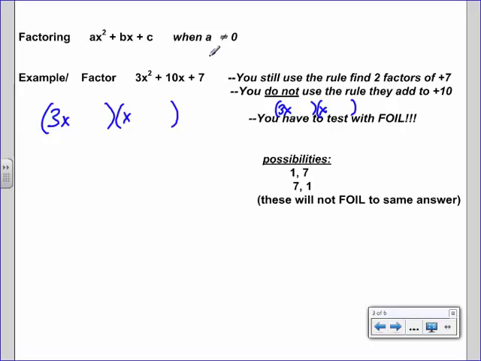Now, we need factors of 7. Obviously, they both have to be positive, as this is positive and the middle term is positive. So the possibilities are 1 and 7 and 7 and 1. You won't get the same result when you FOIL this. These give you two different answers, so only one of those is correct. So we could try the first one and put in plus 1 plus 7.